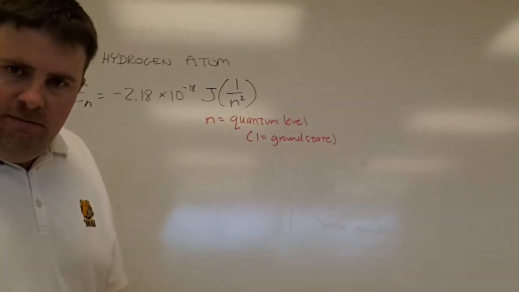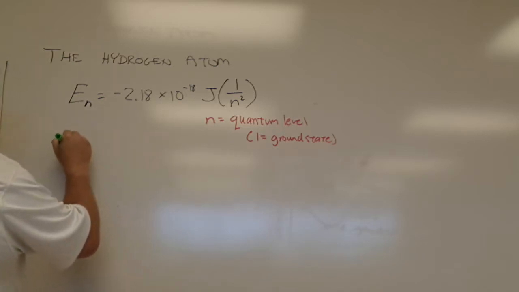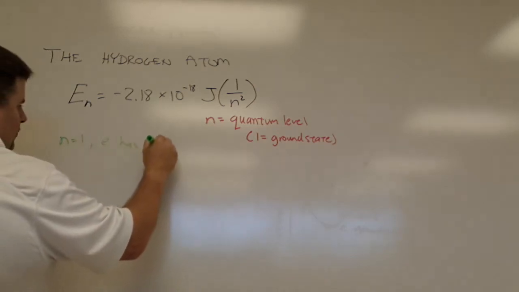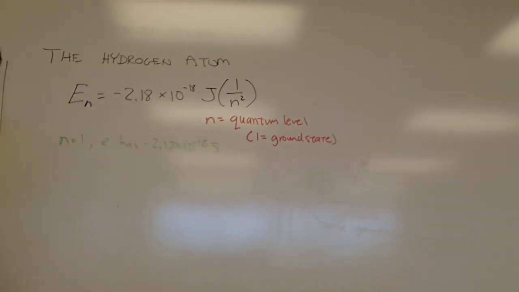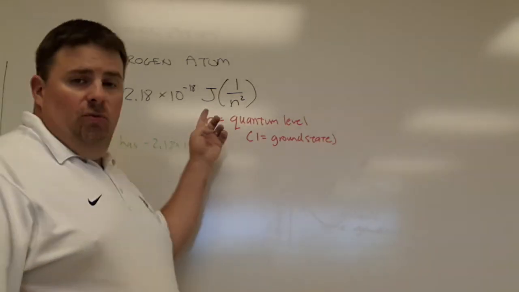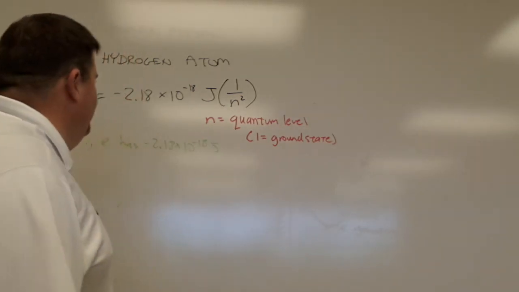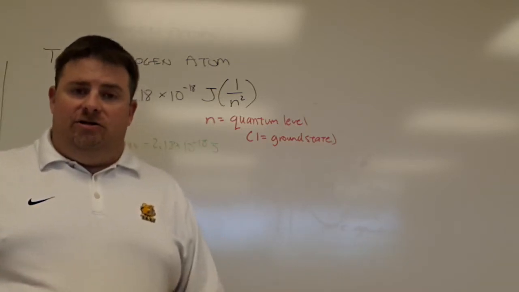So, first question, how much energy is associated with the ground state? Okay. The ground state, when n is equal to 1, the electron has minus 2.18 times 10 to the minus 18 joules of energy. How did I figure that out? Or how did you figure it out? If n is equal to 1, what's 1 squared? It's 1. 1 divided by 1 is equal to 1. So take this value, multiply it by 1, and then you get the energy associated with it.